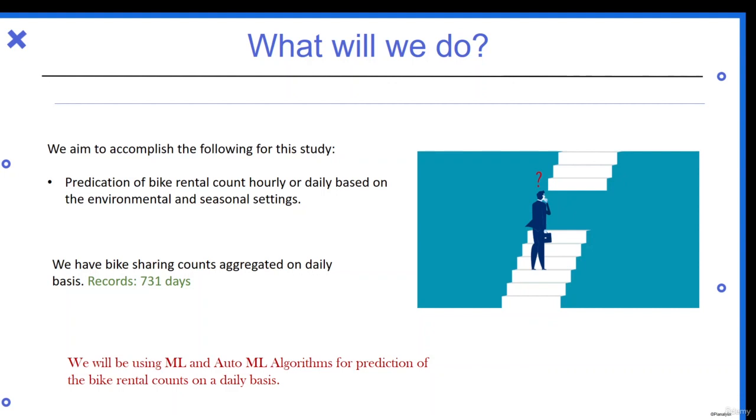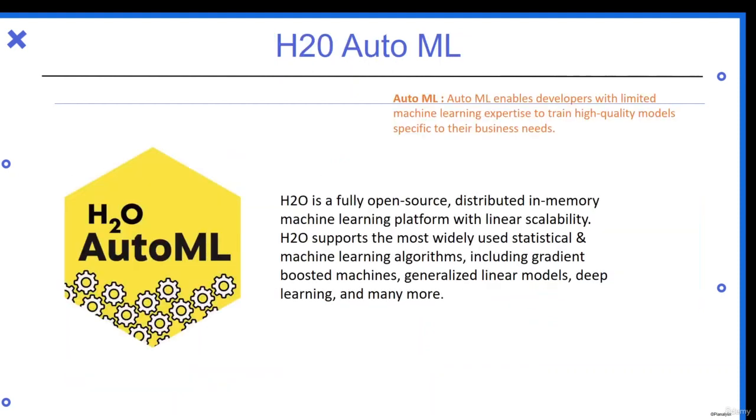Now the new thing here is automated machine learning. Let us understand a bit about it. Automated ML, or automated machine learning, enables developers with limited machine learning expertise to train high quality models specific to their business needs. As written, automated machine learning basically automates the model development part.